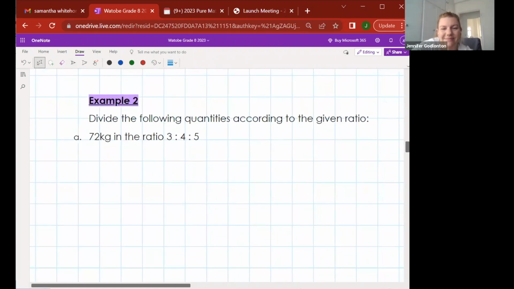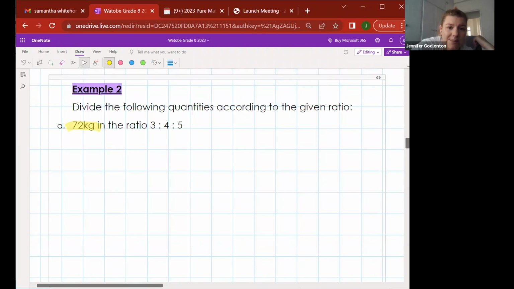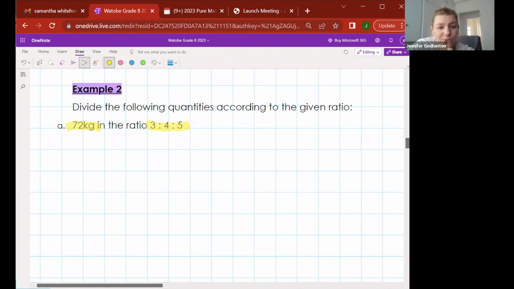So that means we know how to simplify our ratios. We are on a roll. Now we're going to take it into a slightly different thing. Now we're going to be dividing a quantity given a ratio. So in this case, we're being asked to divide 72 kilograms in the ratio 3 to 4 to 5. Let's see what you remember. So when you give me my final answer, you can give me the 3 amounts as a ratio, or you can give me the 3 amounts separately. I don't mind, but I would like to know how I could go about doing this question. Let's see.